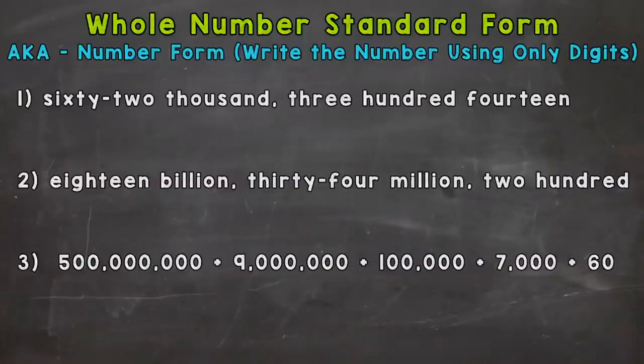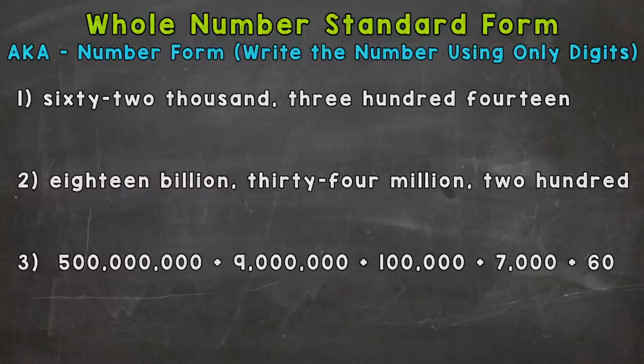Lastly, we have standard form. Now, when I say standard form, I mean that we're going to write numbers in number form. So we're going to write the number using only digits. So we have 3 examples that we're going to go through together in order to get this down. Numbers 1 and 2, we're going to go from word form to standard form. And number 3, we're going to go from expanded form to standard form.